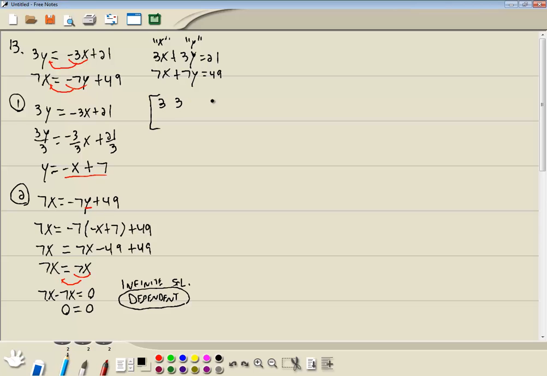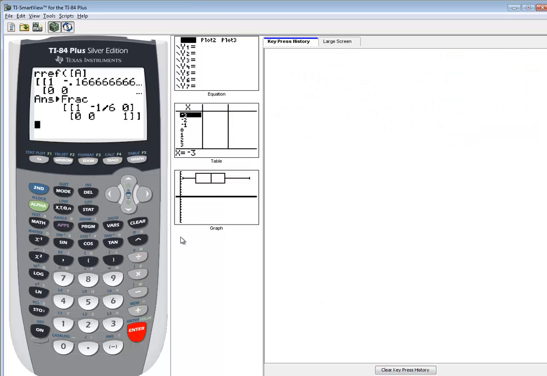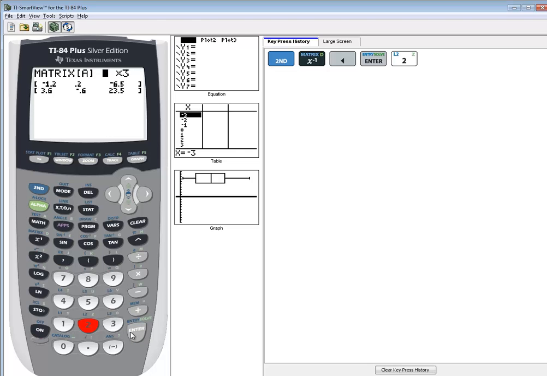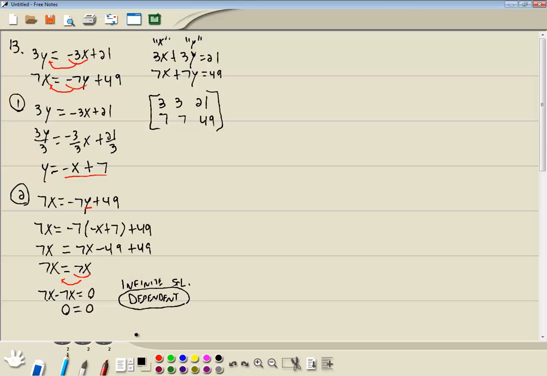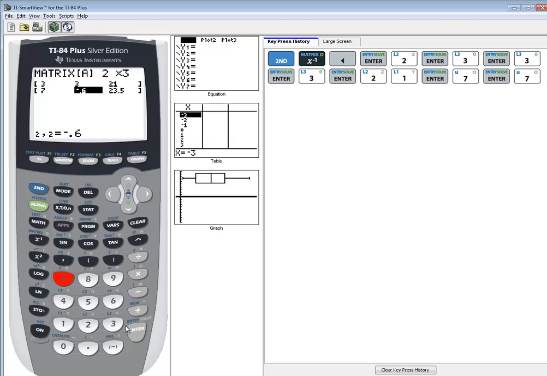So I got 3, 3, 21, 7, 7, 49. It's a 2 by 3 again. So I'm going to go input this in. I'll do second, x negative 1. Go over to edit, enter on A. Again, 2 enter, 3 enter. And I got 3, 3, 21, 7, 7, 49.